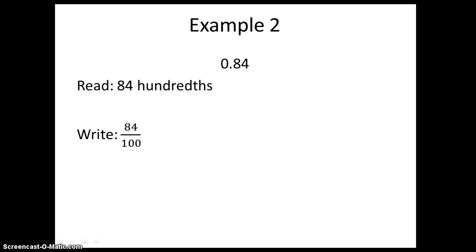Finally, we need to simplify that fraction. And yes, we can simplify 84 over 100 by dividing both of those numbers by 4, or their greatest common factor. If we divide 84 by 4, we get 21, and if we divide 100 by 4, we get 25. Now we have a fraction in simplest form, 21 over 25.